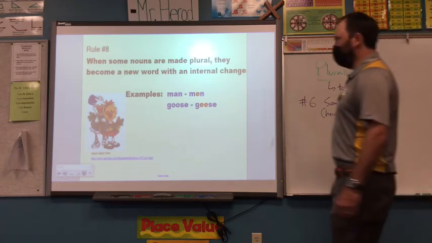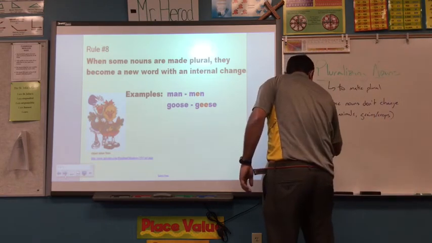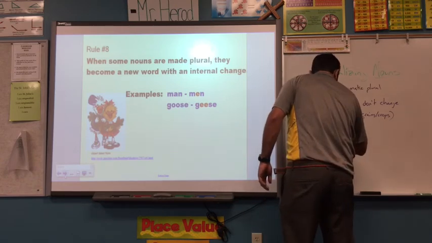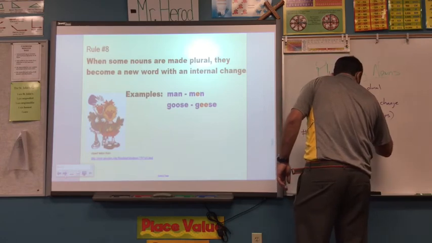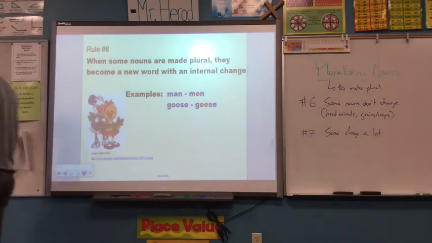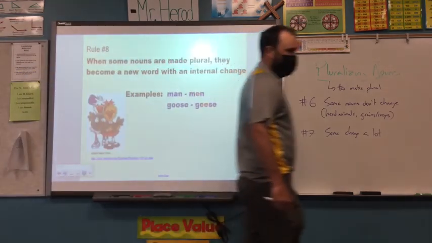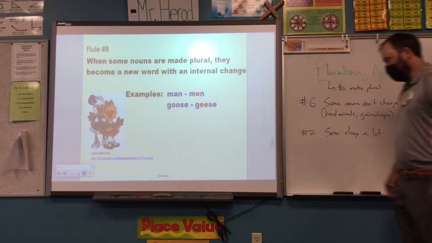When some nouns are made plural, they become a new word with an internal change. So, how do I write that a lot more easily? How about some change a lot? Is that a better way to say that? Some change a lot. They can become a completely new word, either internally or on the end too. It's not just internally, and I don't know why she does that.